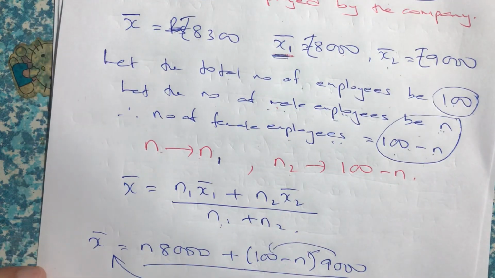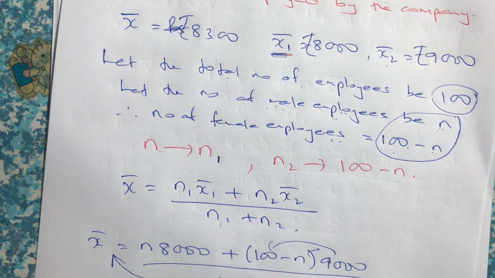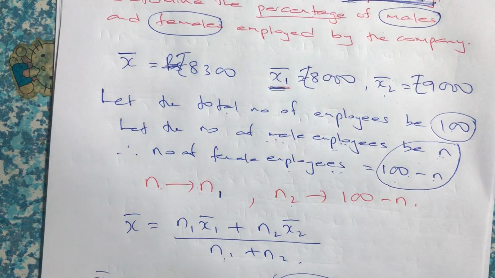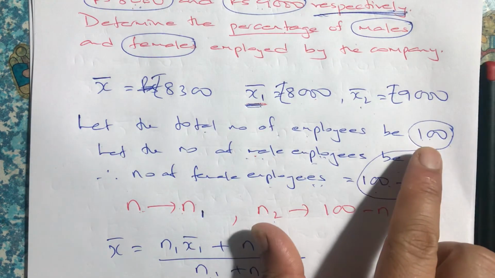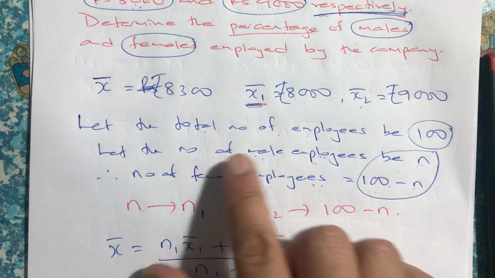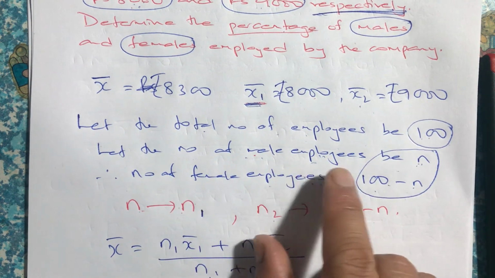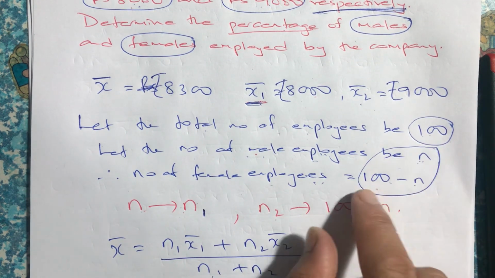So this is how we solved. It was a similar type, the same formula, but it was a little bit different question where they asked you to find the percentage. If I want to find the percentage, we have to know the number of male and the female. For that, we'll always assume the total to be 100, and then we'll assume the male to be n. The number of female employees becomes the total minus the first, that is 100 minus n.